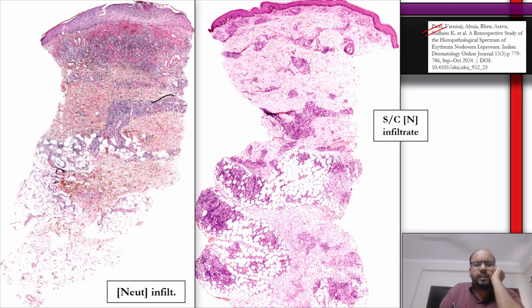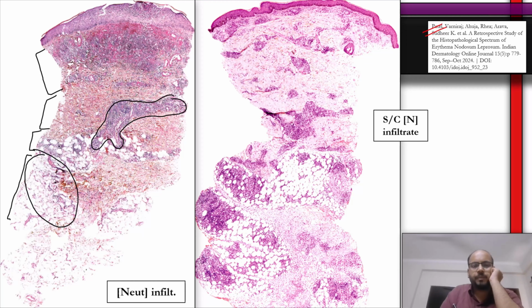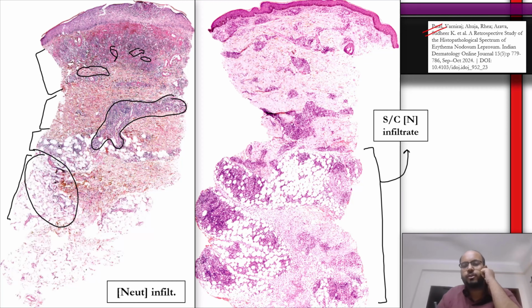What you see is a well-demarcated neutrophilic rich infiltrate involving the upper dermis, mid dermis, lower dermis, and in fact extending to the subcutis. Here you can see the inflammation. Clear? In fact, you can see a little bit of vessel wall damage here, here, and here. And this section shows a very good subcutaneous infiltrate composed of neutrophils.